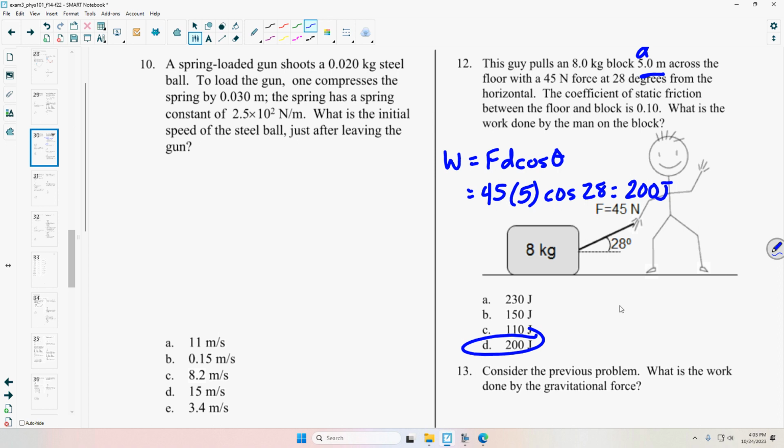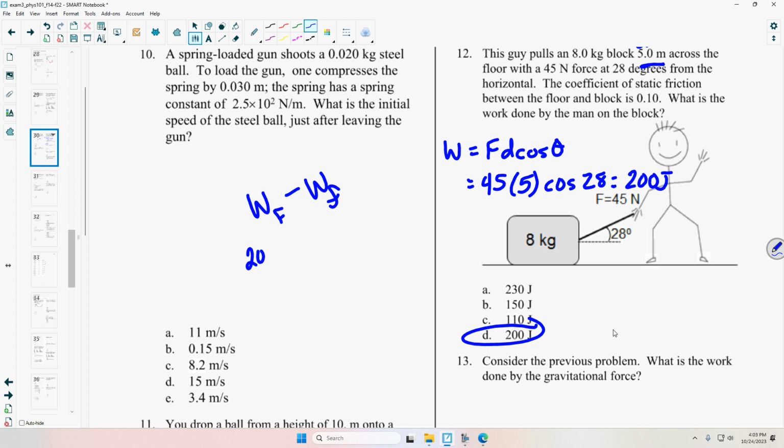In that case, I would have to have the work done by the force due to the man minus the work done by the frictional force. That's probably what you were doing, that you were finding the frictional force. Yeah, so this would be 200 joules, and then the work done by the frictional force, I assume what you found, is equal to 50 joules. Can I just find that for everybody? Because that does come up in other questions, but it's not relevant here because it's only asking for the work done by the man, not the total work or the work done by friction.